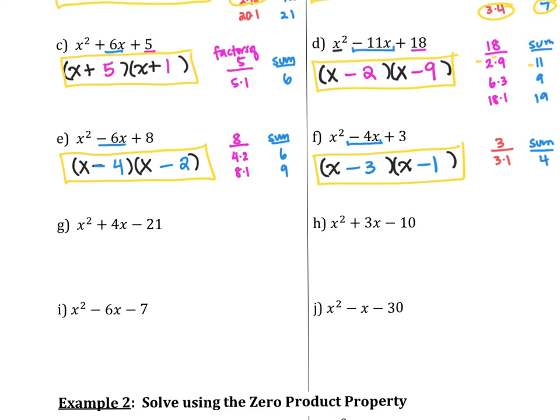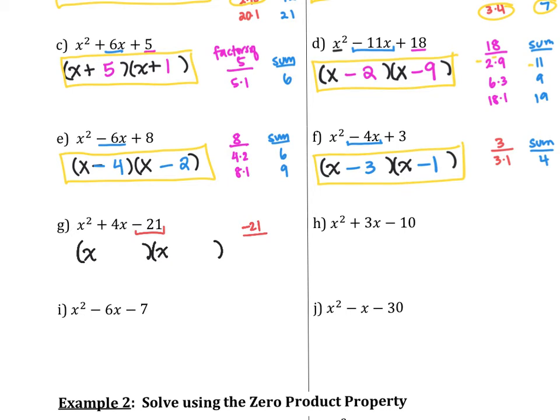Okay, let's keep going. X squared plus 4x minus 21. Since it's x squared, it's x times x. Okay, now I'm making a negative 21 at the end. So the factors of negative 21. I have to be careful because I have to do a positive and a negative.